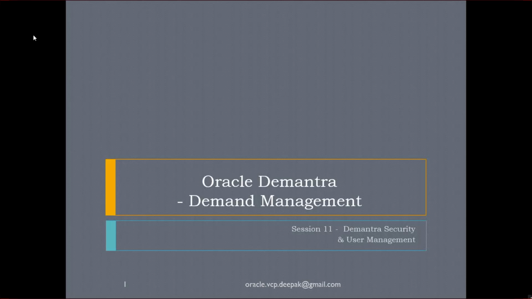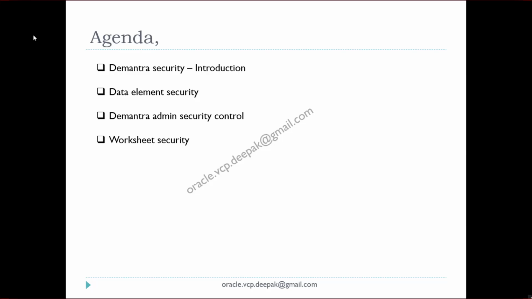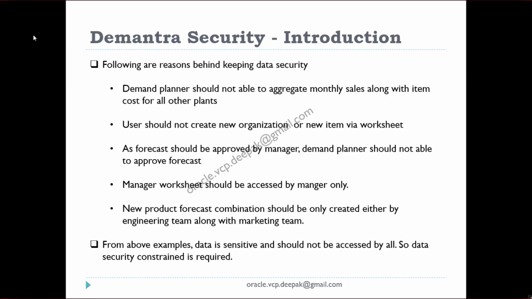Our next session is Demantra security and user management. So in this case, what are the things that we can secure? Like in the data element, we have levels, series, and worksheets. There might be some sensitive data like the profit margin or the sales price, which all users should not access. So we have to put some restrictions. This is one of the examples. How that can be done, we'll see here. These are some examples where we have to put some security restrictions.